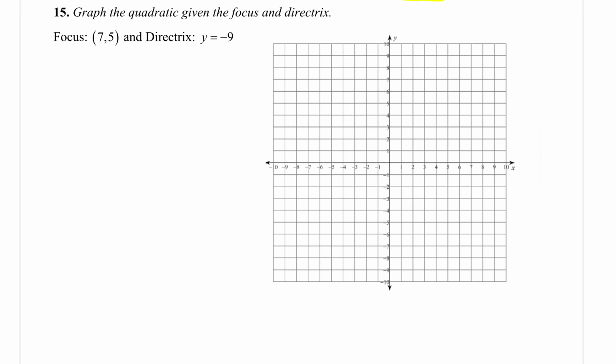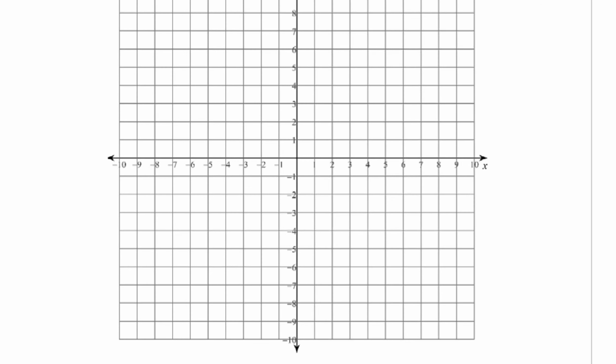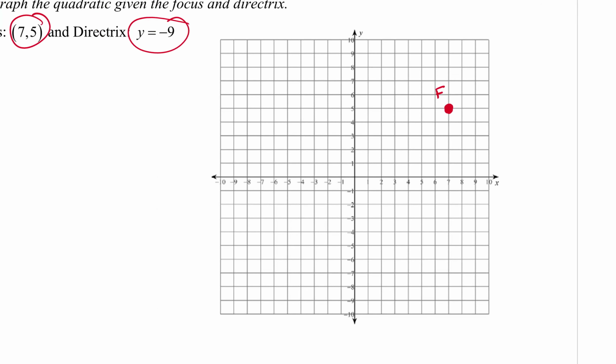And finally, the last question. Alright, so on this one, I have my focus and my directrix. So first thing you want to do on these is plot the point and the line. So the point is 7, 5. So I go right 7, up 5. There is my focus. And my directrix is Y equals, so I stay on the Y axis and go down to -9. Do a horizontal line. So there's my directrix.